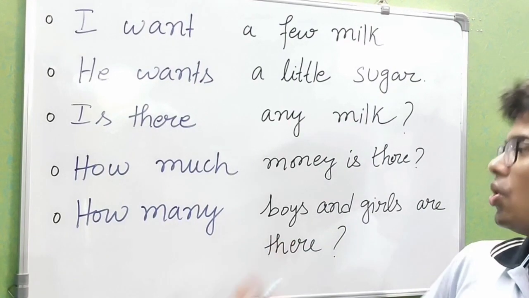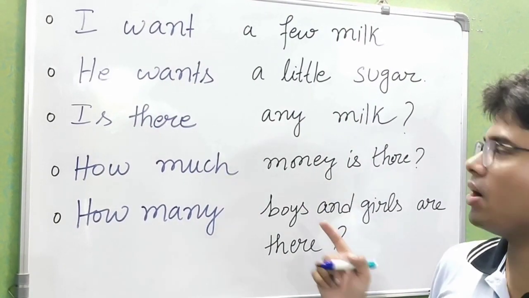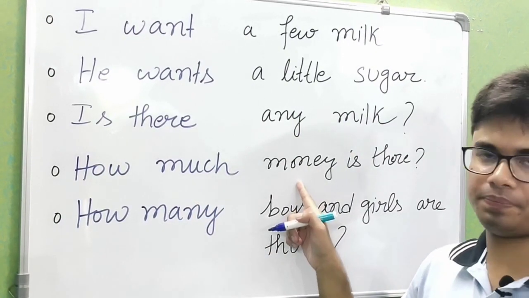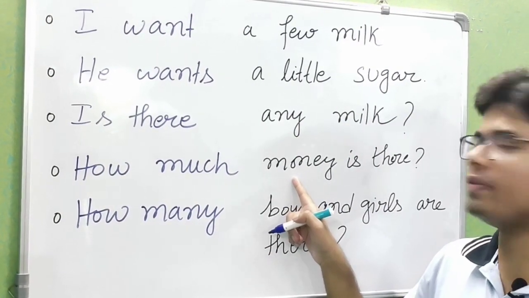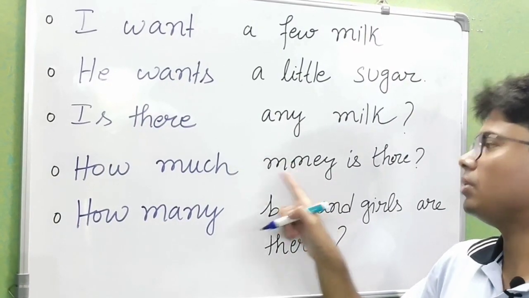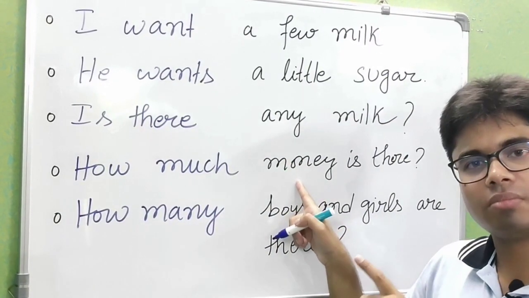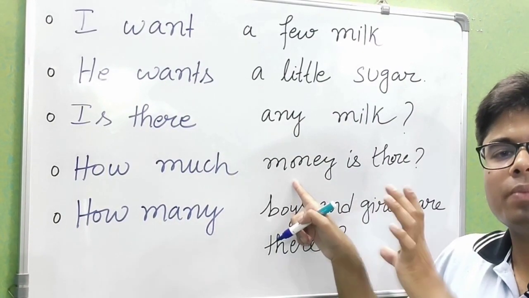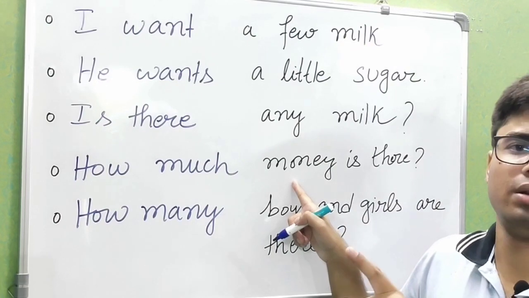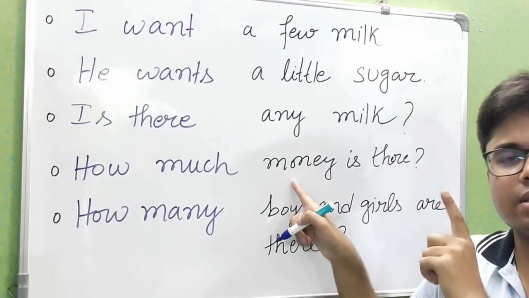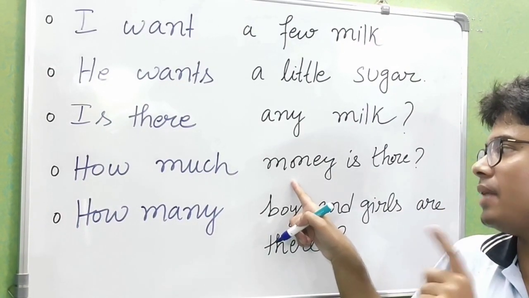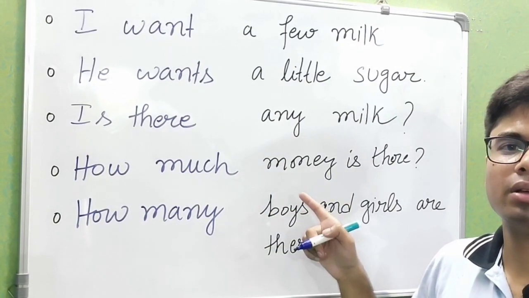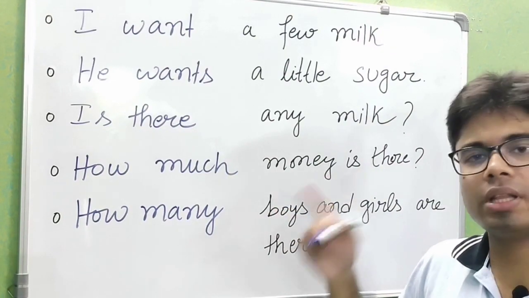So here we are not using monies, because much is always showing quantity, and the noun after much should always be money or any noun that is not plural in sense. Money is a singular noun. That's why we are using only money here. Why? Because it is showing the quantity, the amount.